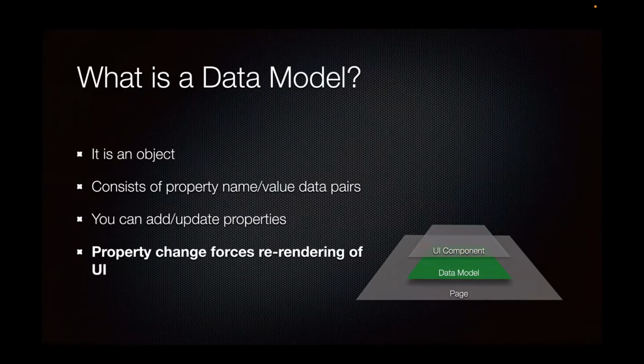Now, as far as the actual data model, first of all, you need to understand that it is an object. And understanding what objects are is going to be rather crucial. For this, I recommend going to our Codeless Fundamentals course that is recorded and on our YouTube channel, where we spend a fair amount of time talking about objects. Any object, including the ones that are data models, consists of name-value data pairs. You can define what the names of the properties are and what data goes in there.